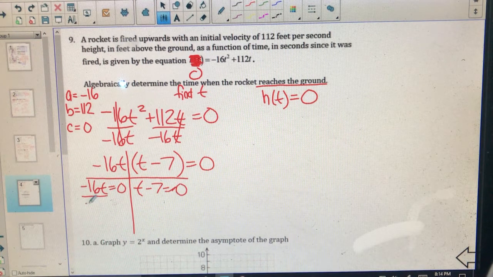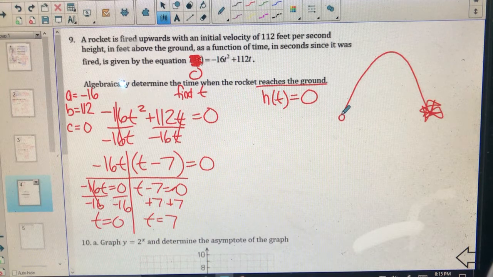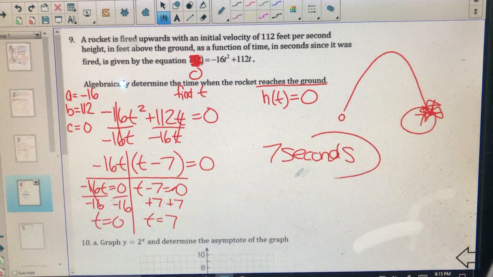To solve this side, I divide by negative 16 to get rid of that, and I just get t equals 0. On this side, I add 7 to both sides, and I get t equals 7. Now what that tells me is that it is at the ground at 0 seconds and at 7 seconds. But this problem is asking me for when it reaches the ground. That means it came up and it reached the ground at some number. 0 seconds is when it started. So my answer for when it reached the ground is 7 seconds.